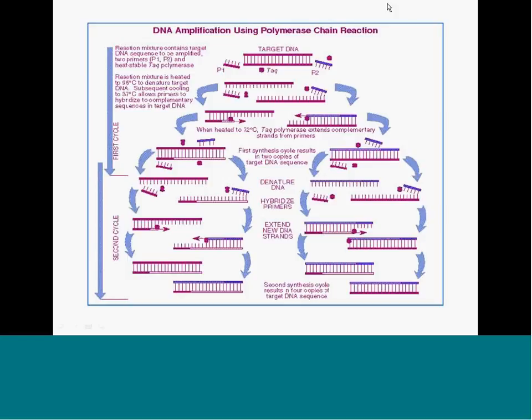So the concept is, if you have your target DNA here, we know that DNA is double-stranded. To amplify this DNA, we can design two primers, P1 and P2, and we do a step to break apart the DNA using heat. Then these primers can anneal to each end, from the 5' to 3'. This is the annealing step, and after that, we use the polymerase to amplify it.